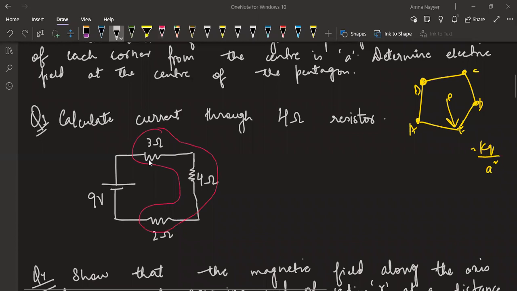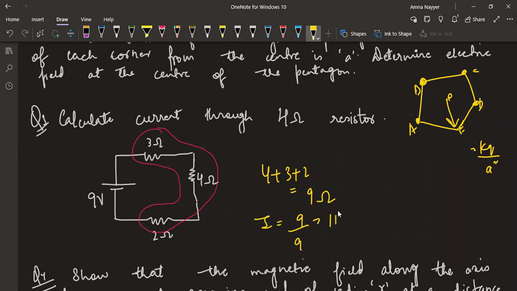See, now we are left with these connections in series. So 4 plus 3 plus 2 will become 9 ohm. Now you have to find out the current. Current becomes 9 divided by 9, that is 1 ampere. Is it correct now? Is it clear now, Sarah?